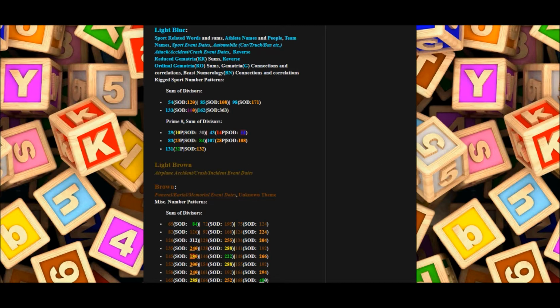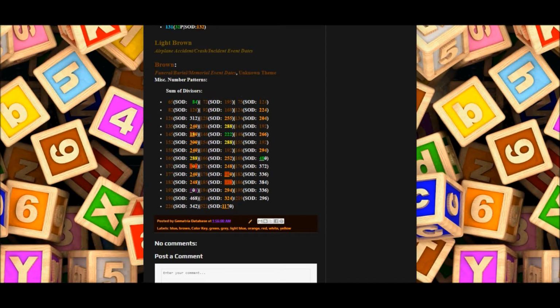You got light brown for airplane accidents, crashes, incident, event dates, and then regular brown for the funeral, burial, memorial, event dates, or unknown themes, like ones that I can't figure out. They just repeat over and over again, but I can't figure out why or where they fall into place. Even the research doesn't really help me figure it out because they're not so frequent, but they're frequent enough to show up. Eventually I'll pinpoint them, then they'll go into different categories. But for now, this is where they're at. When I see them over and over again, I'm like, oh, that number seems to show up again. I'm going to make that brown.